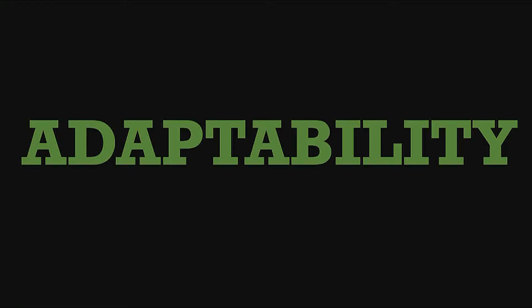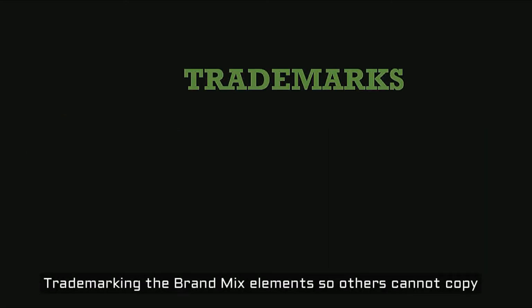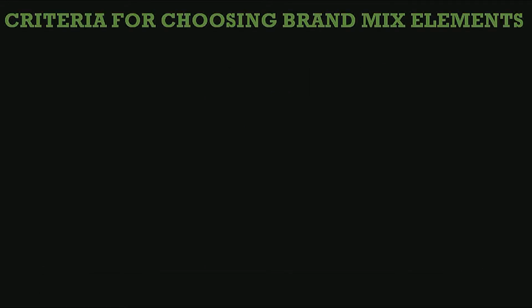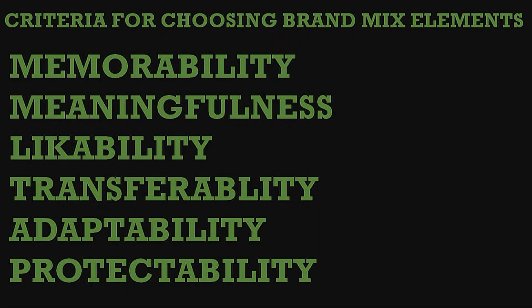Then we have adaptability. That means the brand mix element should be easier to update. And lastly, protectability. We are talking about legal protection like trademarks. So these are the 6 criteria for choosing brand mix element. Now let's talk about the elements themselves.